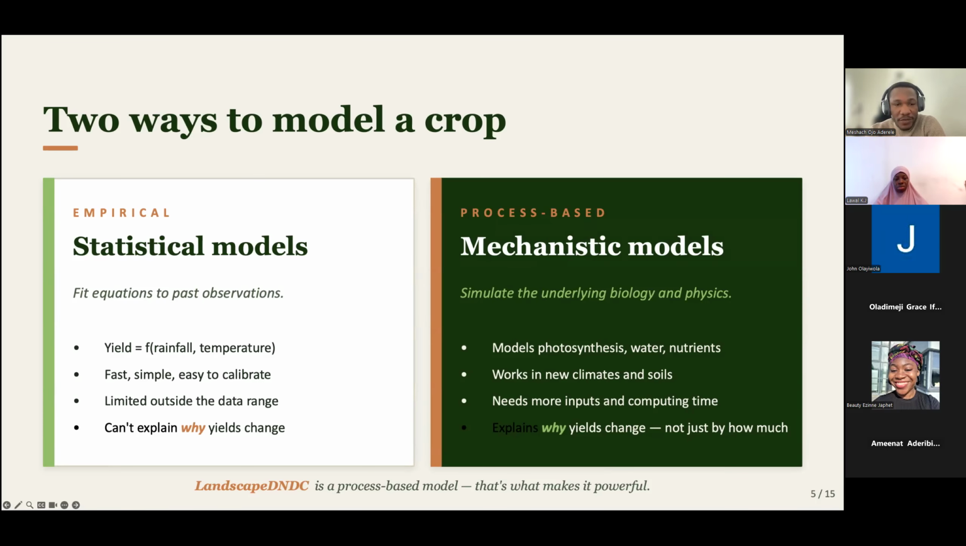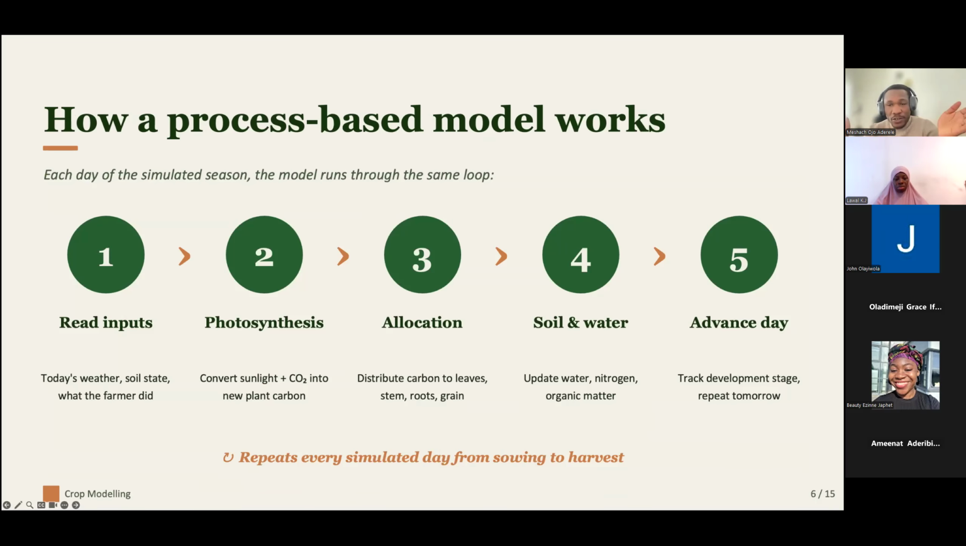And that is one of the benefits of a crop model. So how does a process-based model work? A process-based crop model, how does it work? Number one, it will read the input. Let's say it wants to predict crop yield. It will read the input.